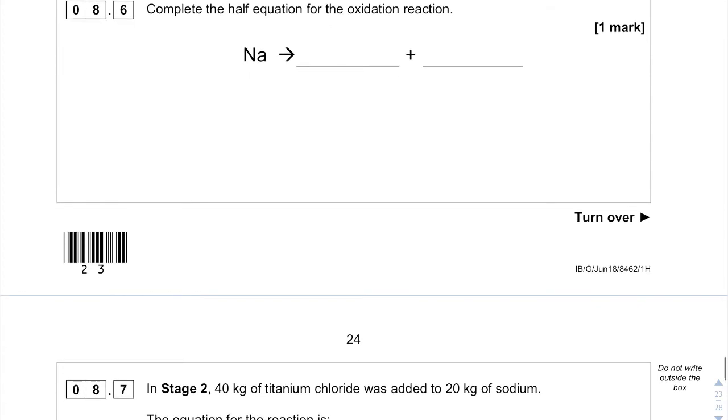Now complete the half equation for the oxidation reaction. Half equation involves electrons, so I'm going to put one electron in right there. I know that sodium is a group 1 alkali metal, which means that if it loses one electron, it's going to be a sodium 1 plus. So nothing too difficult here.